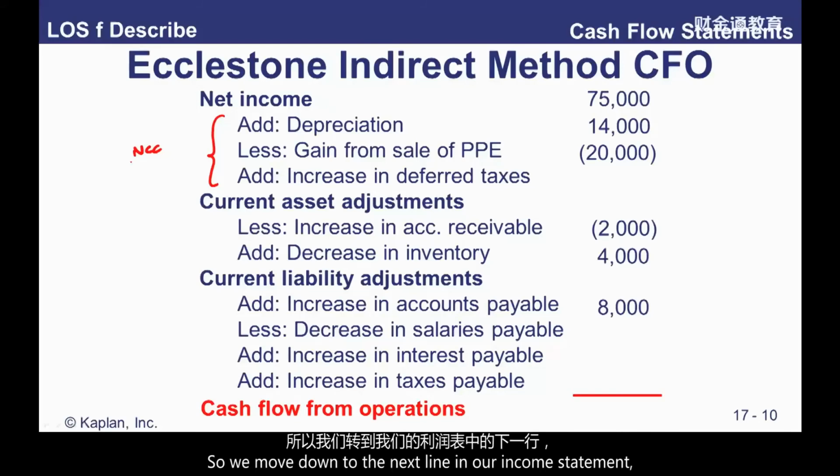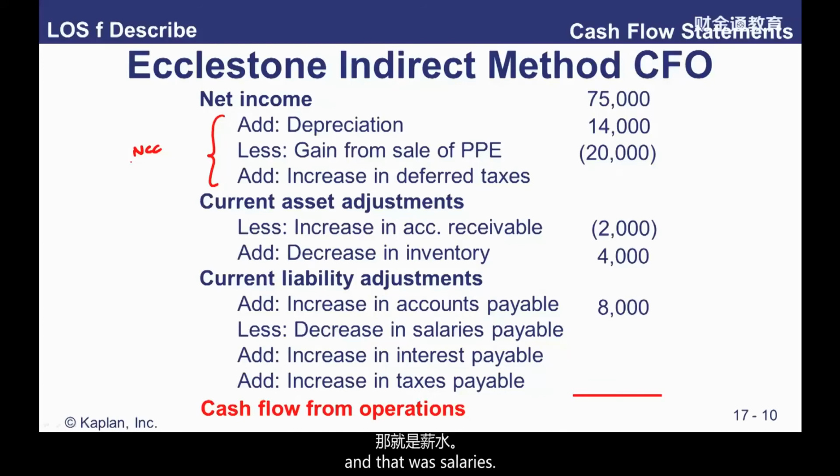So we move down to the next line in our income statement, and that was salaries. Go into the balance sheet, look for any liability that relates to salaries. When I do that, I can see my salaries payable. 16,000 last year, 9,000 this year. That's a $7,000 decrease in a liability, and decreases in liabilities represent cash outflows. So I'm going to deduct my 7,000. I've dealt with my salaries now.